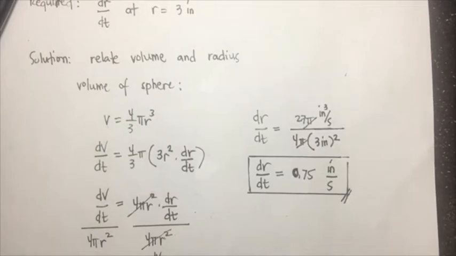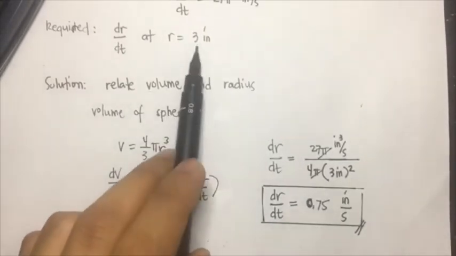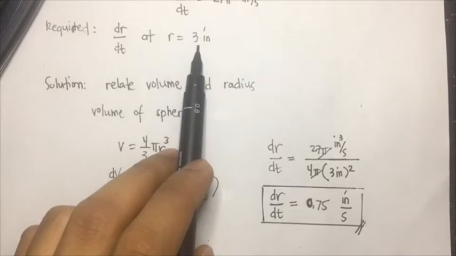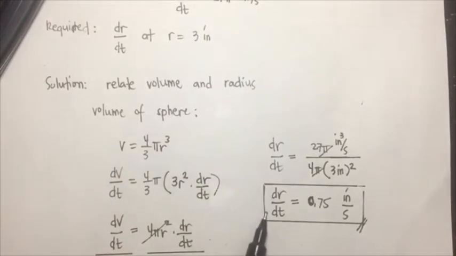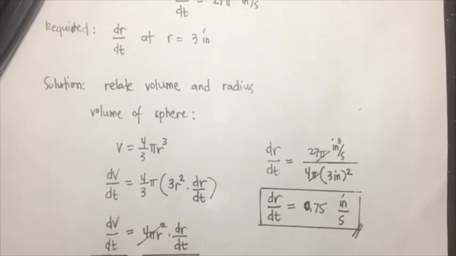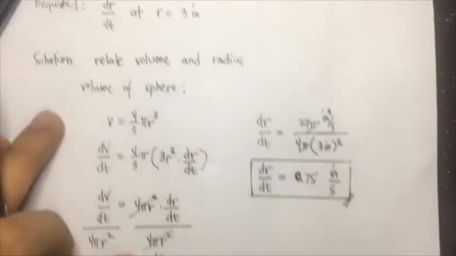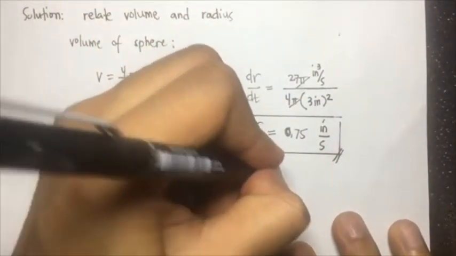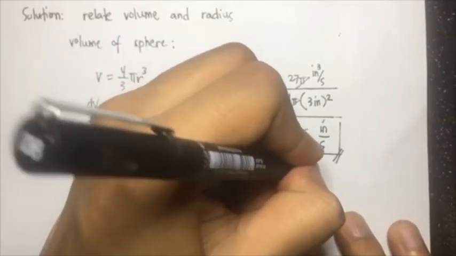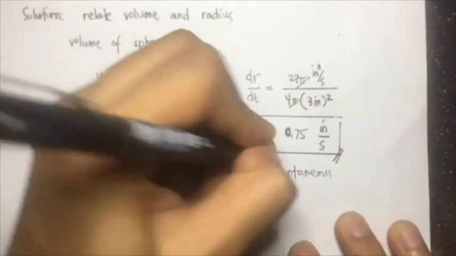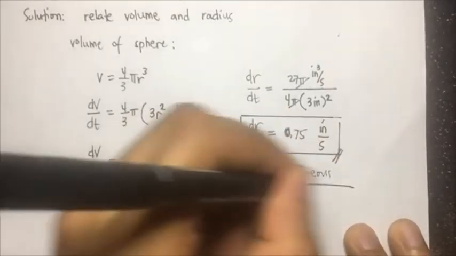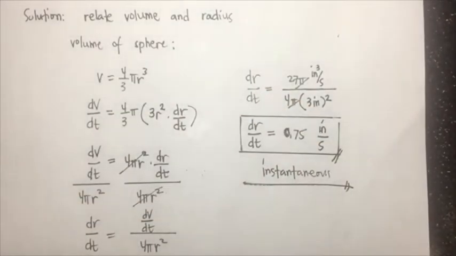So what if we have r is equal to 4 inches? The rate of change of the radius will also change. That is because this type of rates are instantaneous. So when we say instantaneous, those are the values at that instant only.